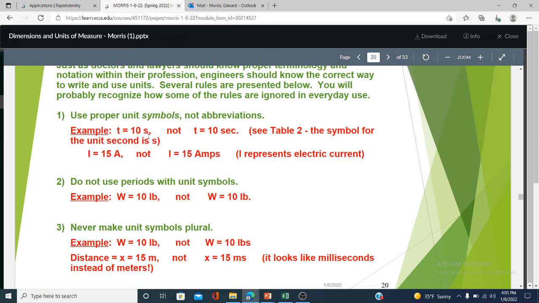Some abbreviations you're familiar with, but you may not pay much attention to them. When you write 10 seconds, you don't write it like this. You write 10 seconds like this. So time is 10 s. You don't write it out like this, okay? This is not a unit. This is a unit. Same thing with electrical current. Amp, you write 15, and then the uppercase A, you don't write it out like this, okay?